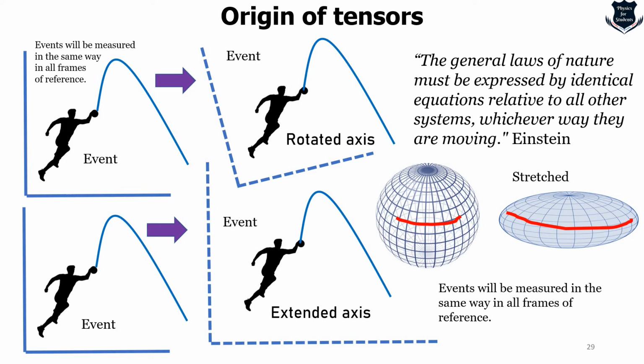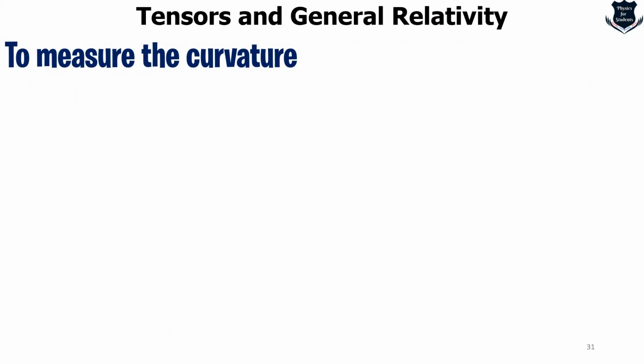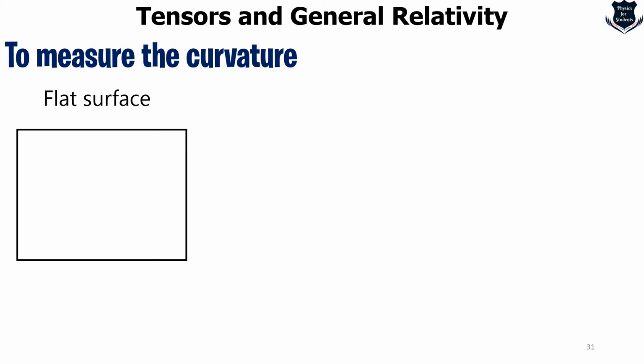Now we understand the origin of tensors and how tensors are unique. But now the question is how it is related to relativity. I mean to say, obviously we are learning the general theory of relativity. What is the role of tensors in general relativity? Obviously it is measurement, but let us take a quick example and make you understand.